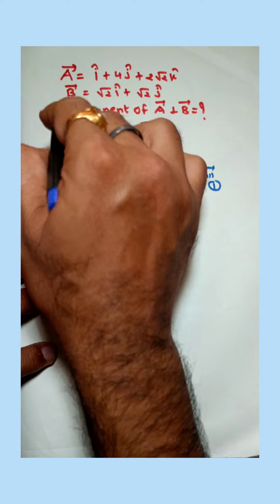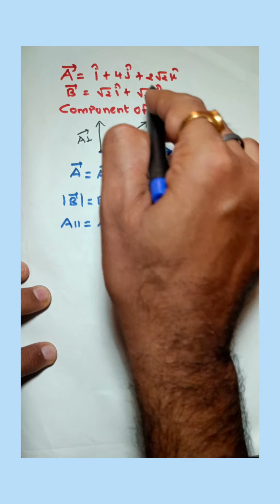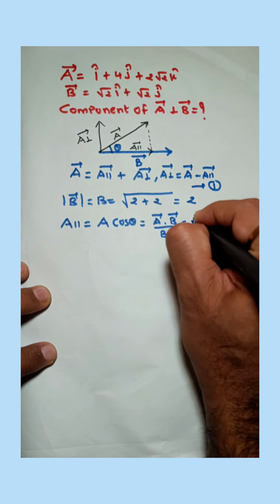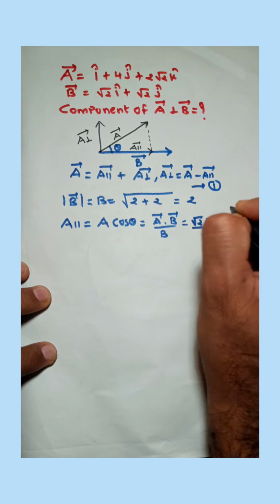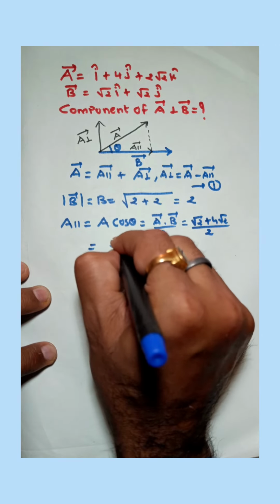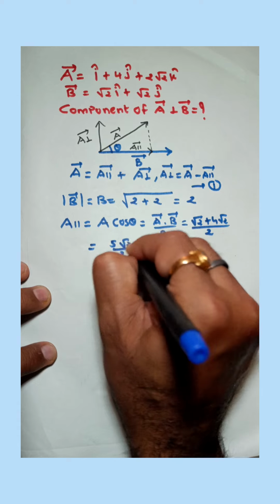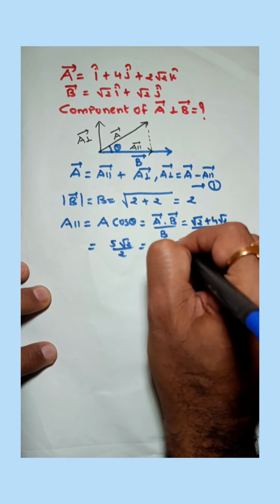Now what is A dot B? Dot product of A and B. I dot I is 1, j dot j is 1. So it is root 2 plus 4 root 2, and B is 2. So it is 5 root 2 upon 2. So the answer is 5 upon root 2.